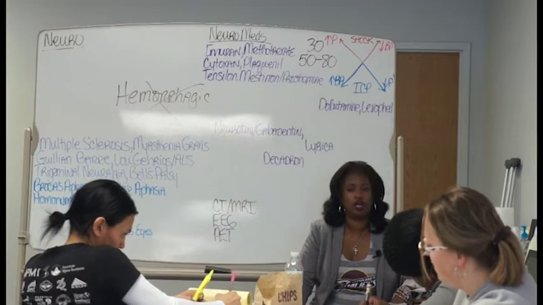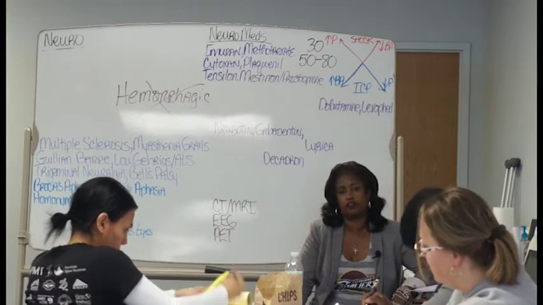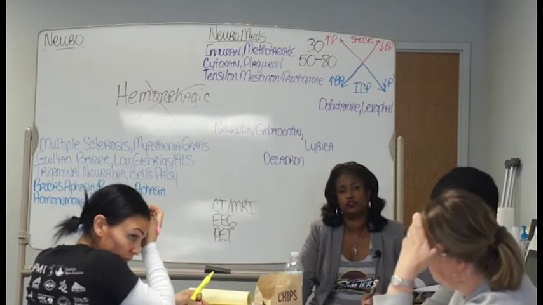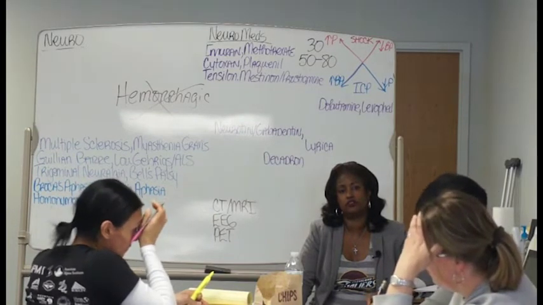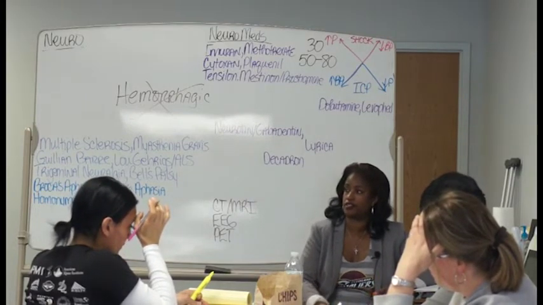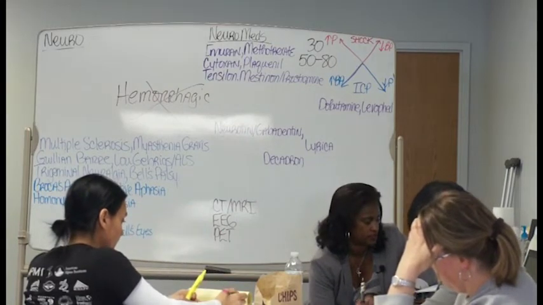On my final, it was myelin sheaths in the CNS. Okay, there you go. Not in the PNS. So myelin sheath in the central nervous system, that makes sense because the central nervous system is your brain.